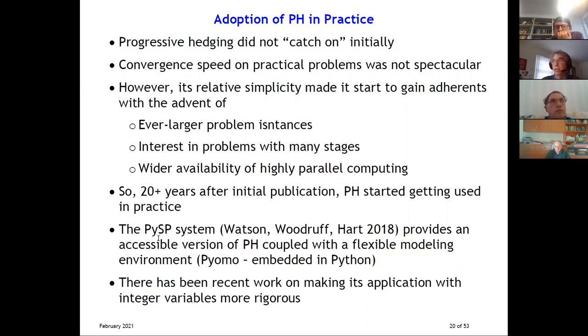There's this system, PySP, from collaborators of mine at Sandia National Labs. That group has a mathematical optimization modeling environment embedded in Python, and they built a stochastic programming solver environment on top of that. They focused largely on progressive hedging because it was relatively easy to implement in that kind of setup. There's also been some recent work on making applications of progressive hedging more rigorous when you have integer variables, which I can't go into here, but there is some work on that now.